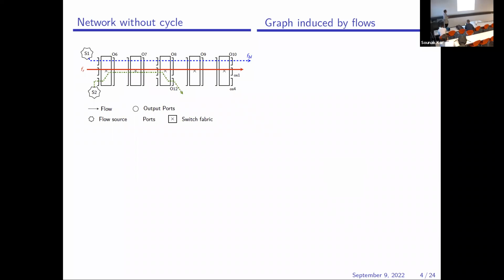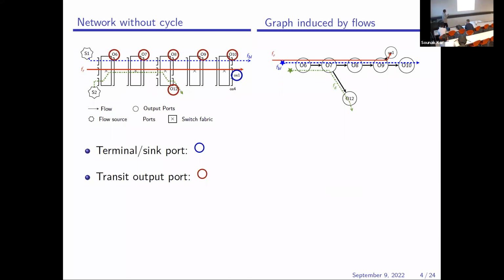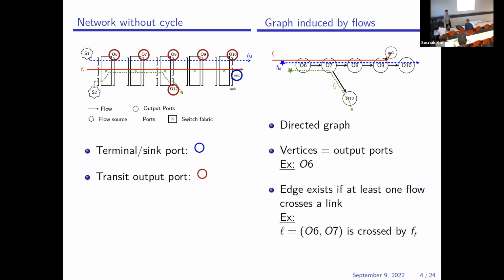So I will show you different algorithms, total flow analysis to begin. I will apply it on a simple toy network, which is composed of five devices. Each bracket represents a port, and we label the output ports by a number: 6, 7, 8, 9 or 10. We define the graph induced by flow, which is a directed graph whose vertices are output ports. And there exists an edge if at least one flow crosses a link. So here for links 6 to 7, we have 3 flows, red, blue, and green, that cross this link.